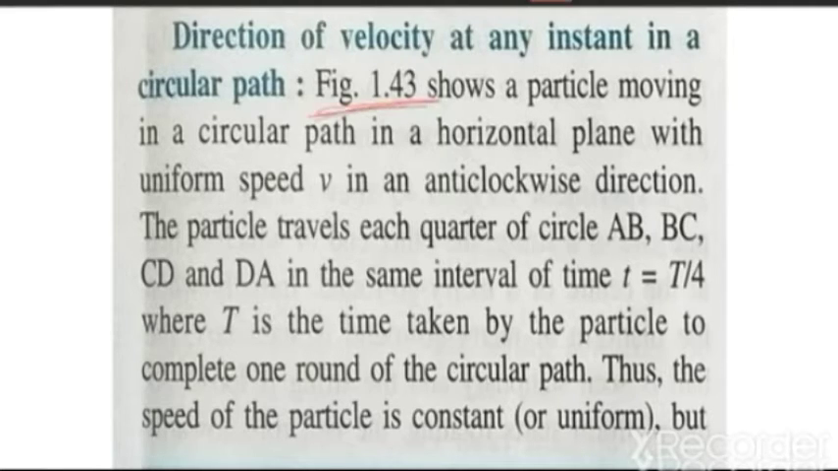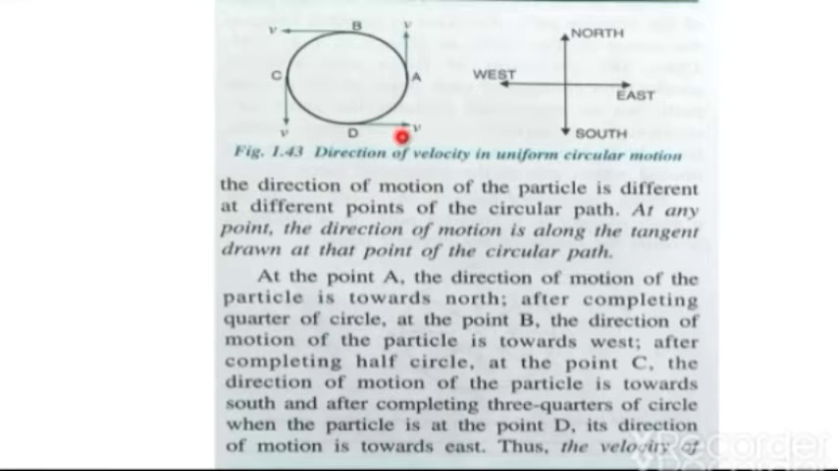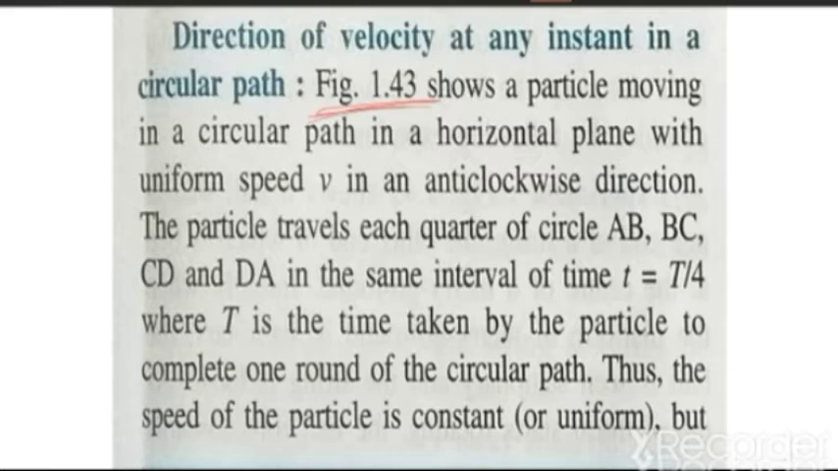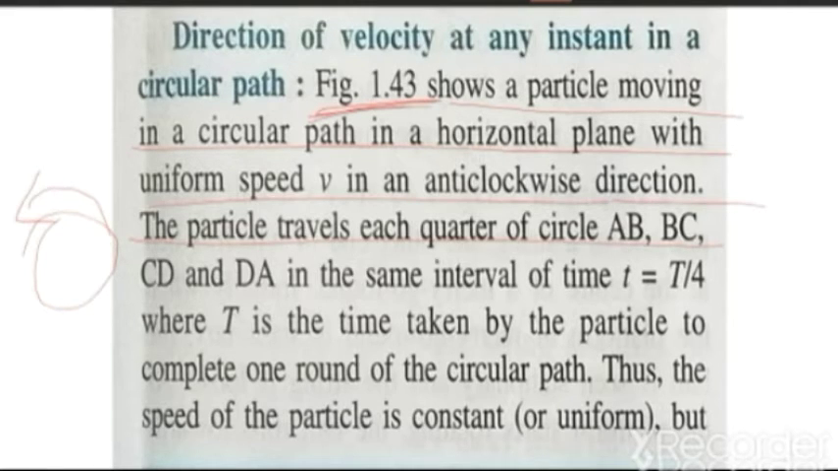The direction of velocity at any instant in a circular path. Now figure 1.43, let's see. This is the figure 1.43. It is in your book, just open the book. It shows a particle moving in a circular path in a horizontal plane with uniform speed v in an anti-clockwise direction, like this. The particle travels each quarter of the circle AB, BC, CD and DA in the same interval of time t equals T upon 4, where T is the time taken by the particle to complete one round of the circular path.